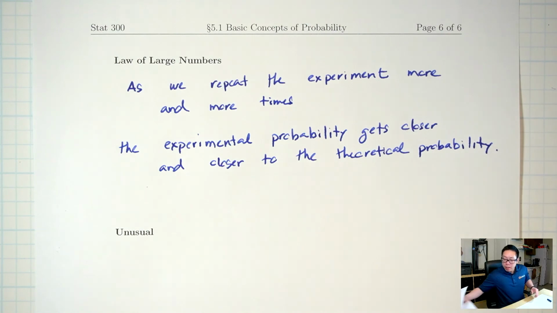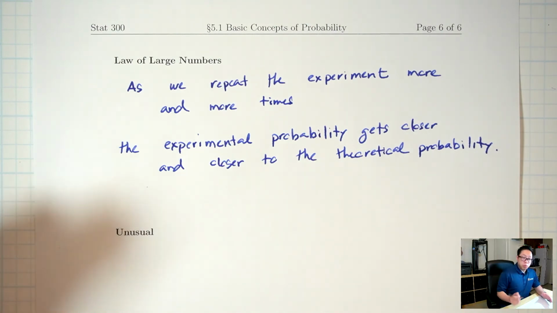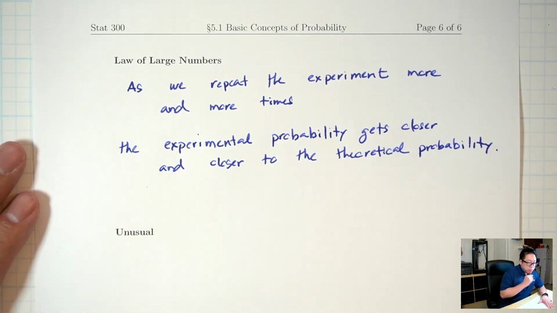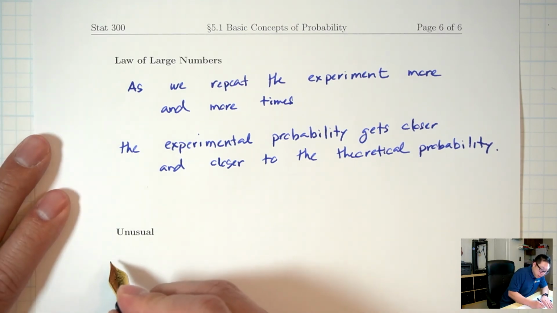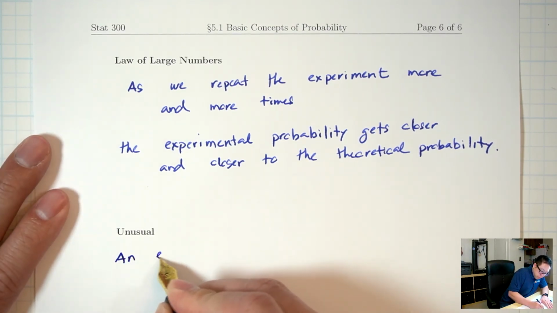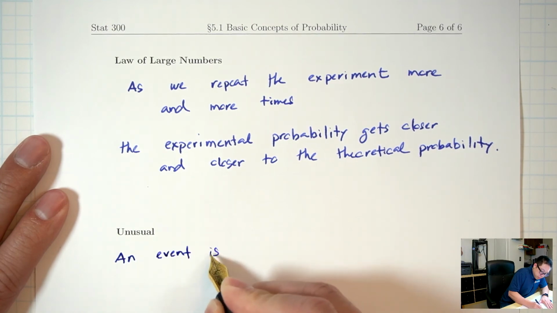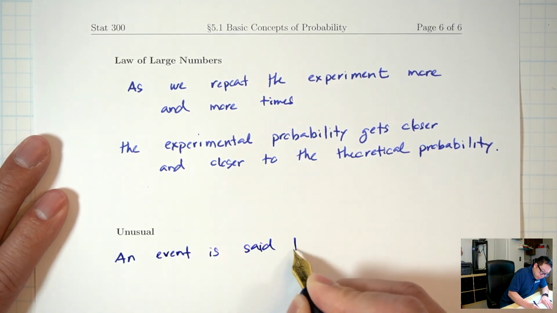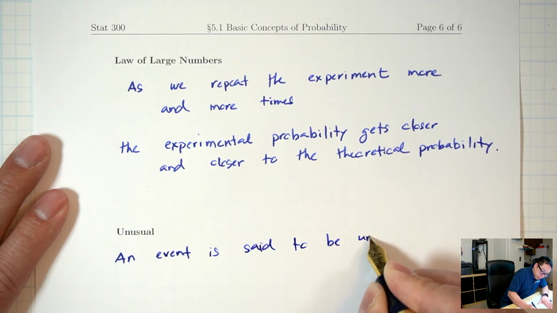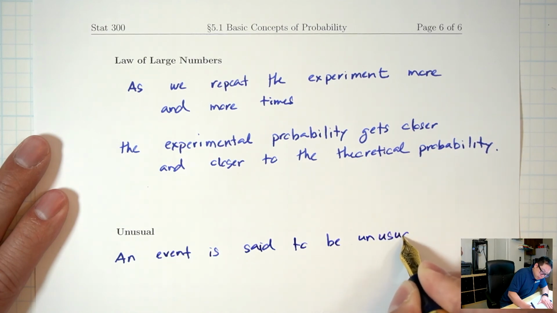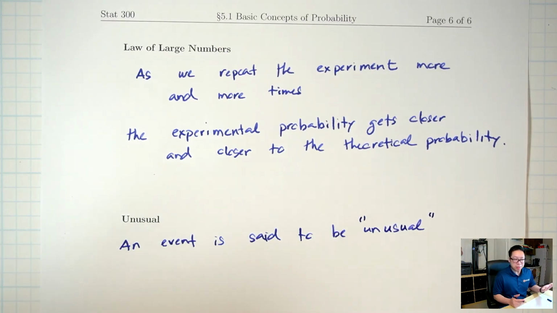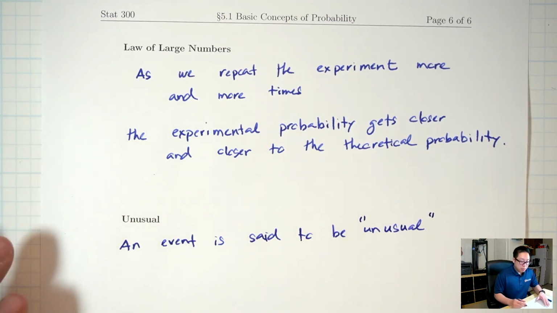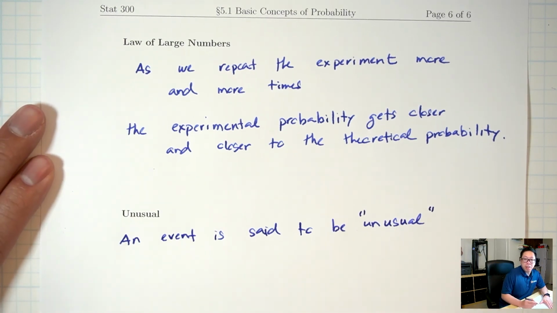Okay. All right. Unusual. So what's considered unusual? An event is said to be unusual. Okay, so in English, the word unusual means what? It means weird, rare, something that doesn't happen a lot. So something is unusual if it has a low probability.